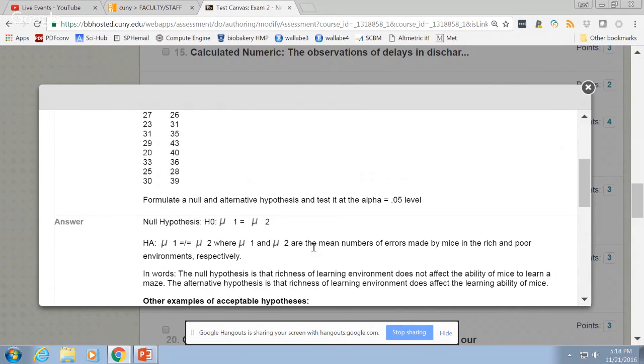And here I say mean number of errors made by mice in the rich and poor environments, respectively. I should change this to present, mean numbers of errors made by mice in the rich and poor environments. It's not referring to those groups, and so this was an actual one that I gave full credit to.